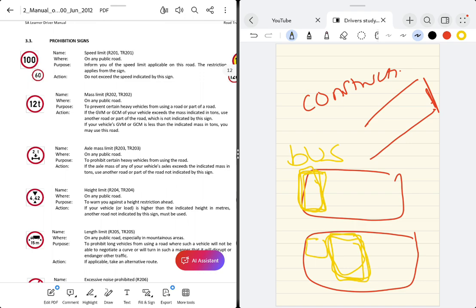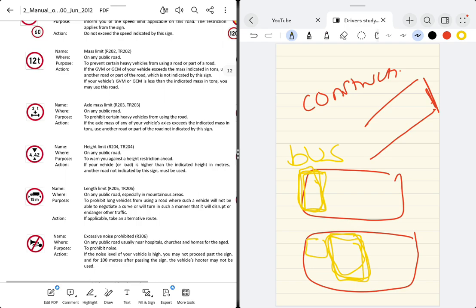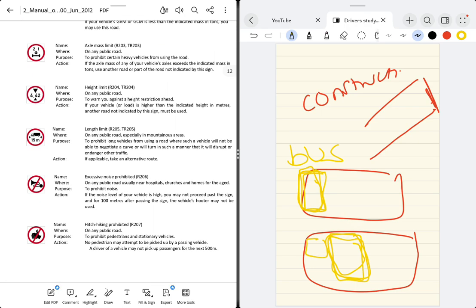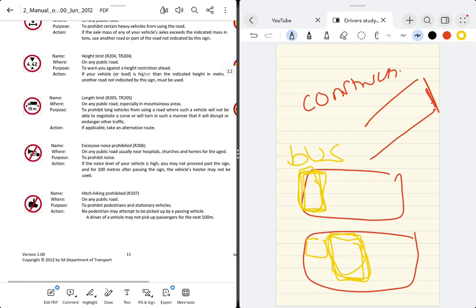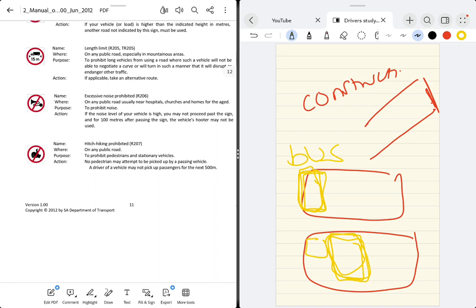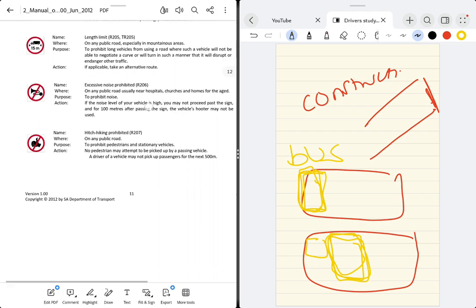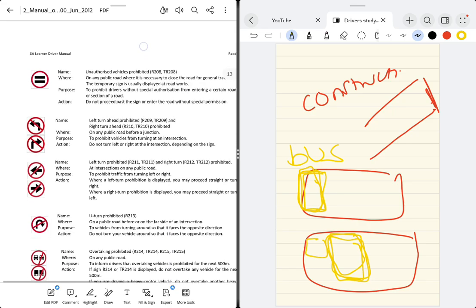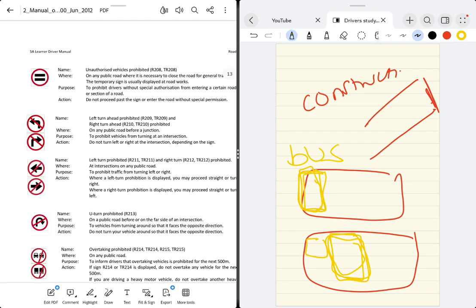Then 12T is the maximum limit. 2T is the maximum axle limit. Then that is the maximum height limit. Then this is the maximum length limit. Then no excessive noise. So the horn, the beep, beep, beep. Then remember when people hitchhike, they usually show their thumbs. So no hitchhiking. Okay, then the next one, unauthorized vehicles prohibited.